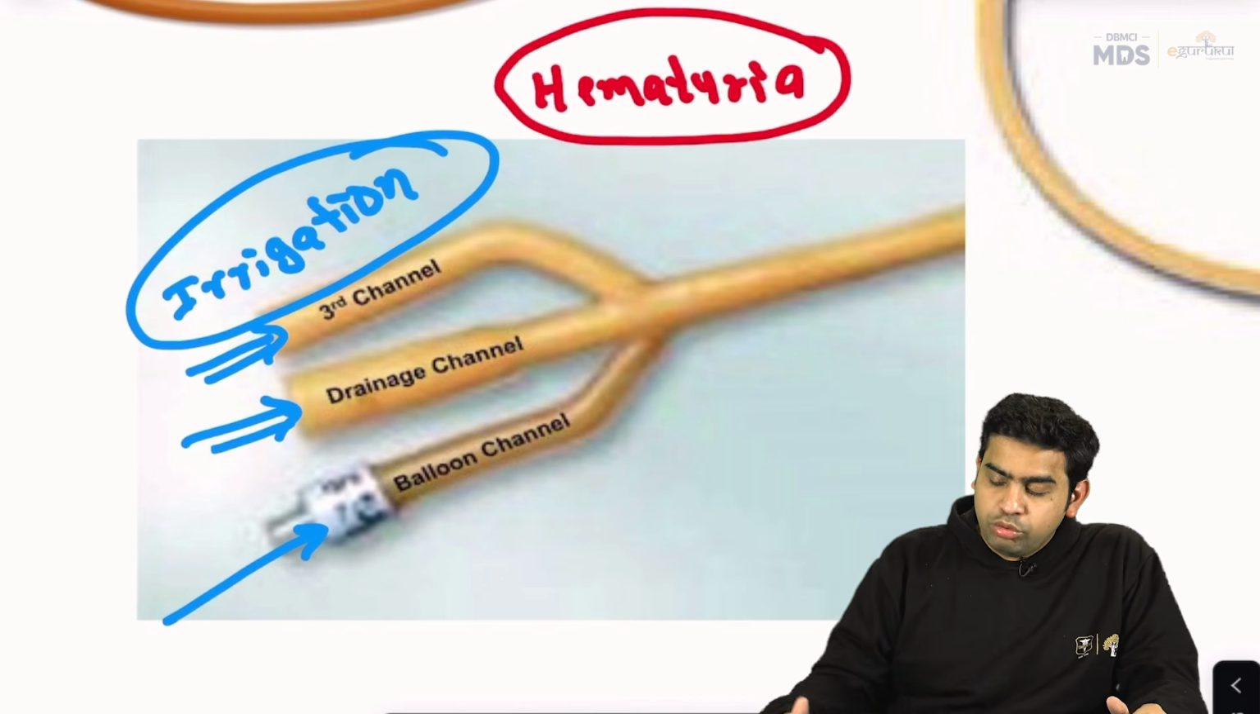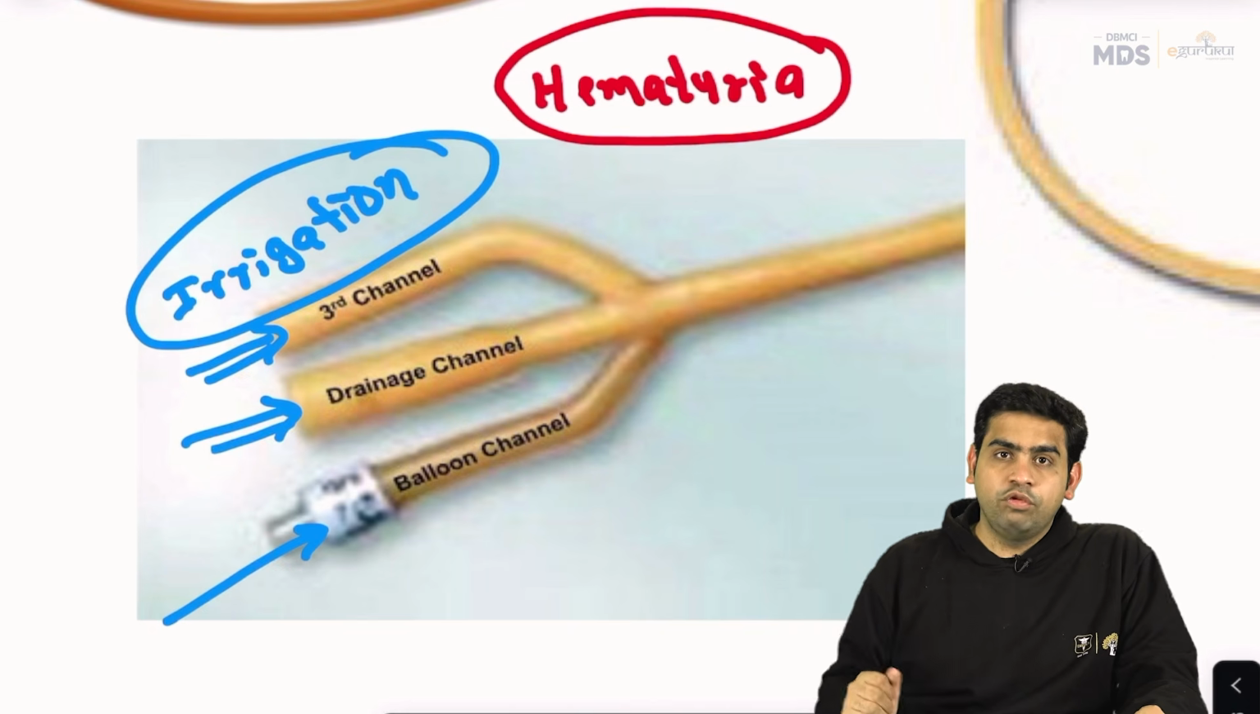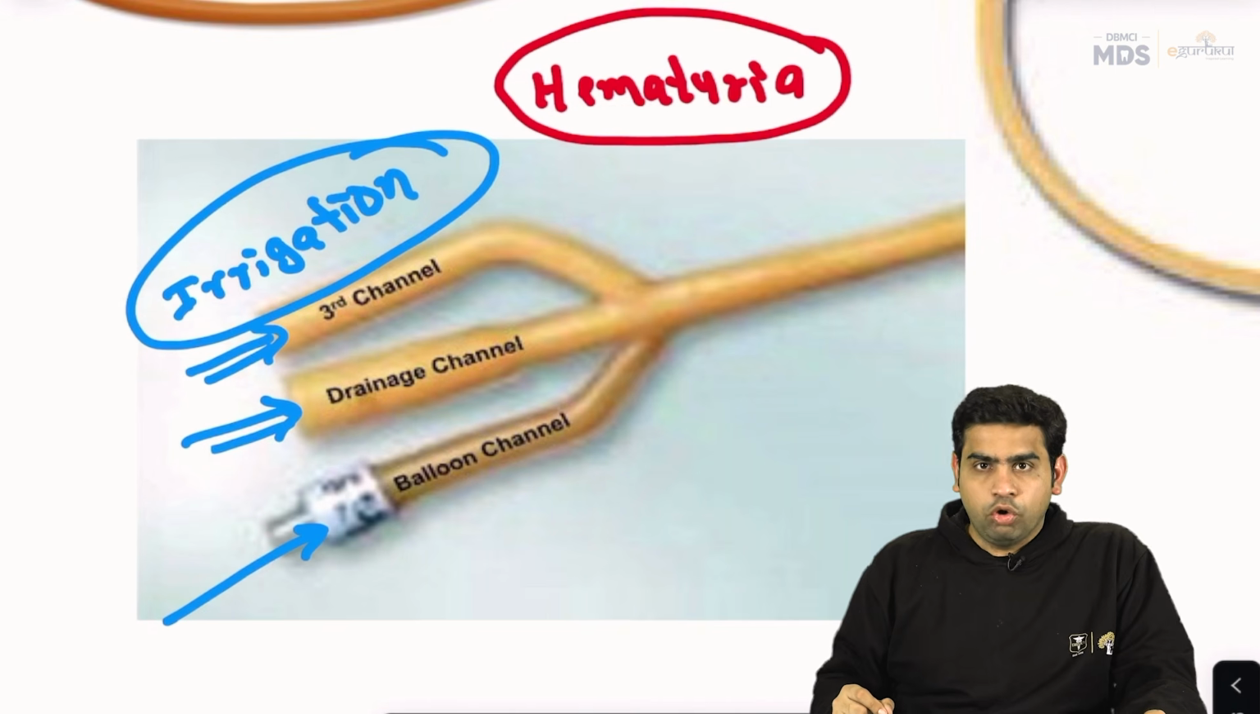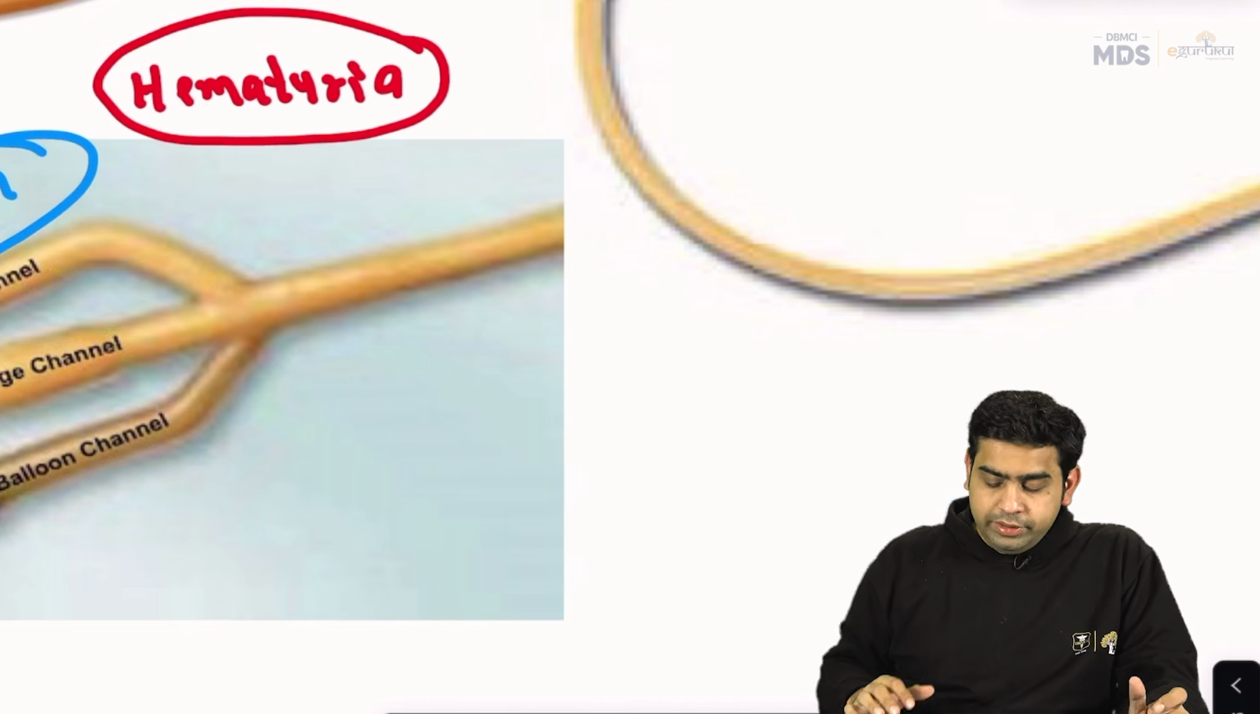If somebody has hematuria, it is ideal to put a three-way Foley's catheter because now you can start the irrigation and prevent the blood from clotting. Okay, so yeah, that's important.